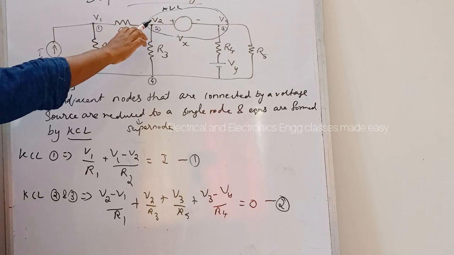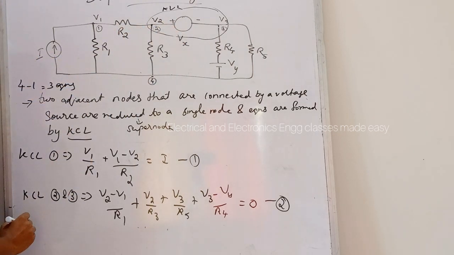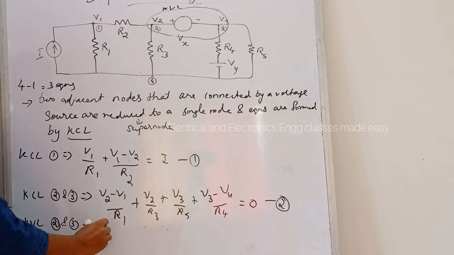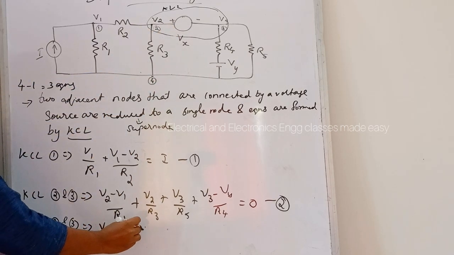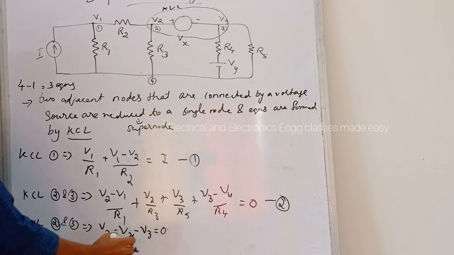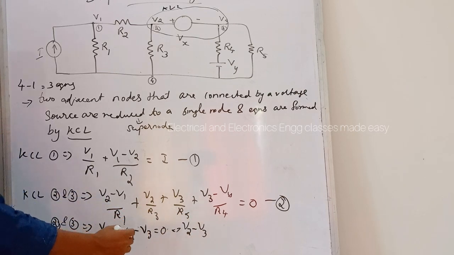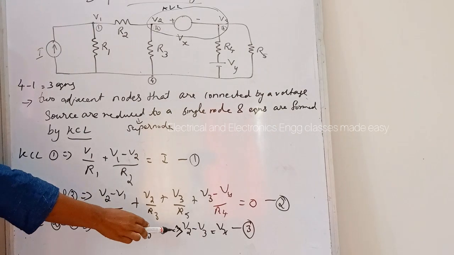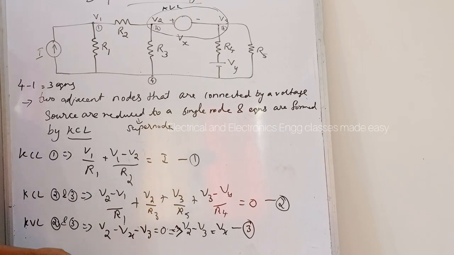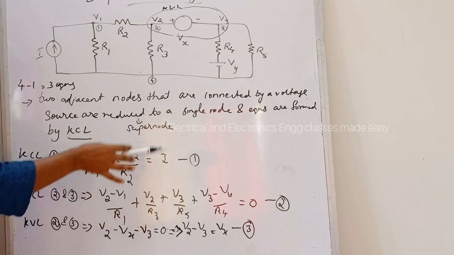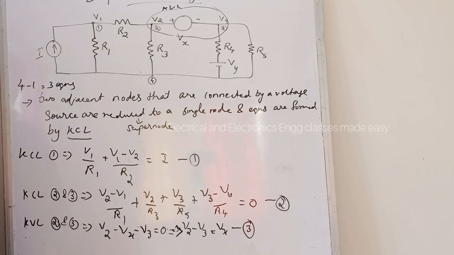Now we have to apply KVL between these two nodes, that is, applying KVL between nodes 2 and 3, we will get V2, then plus to minus, that is minus Vx, then minus V3 is equal to 0, or we can write V2 minus V3 equal to Vx. So, this is the third nodal equation. In this way, we are applying the supernode analysis.